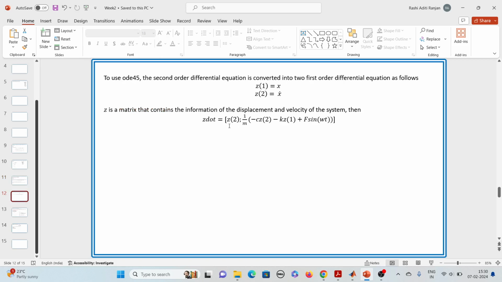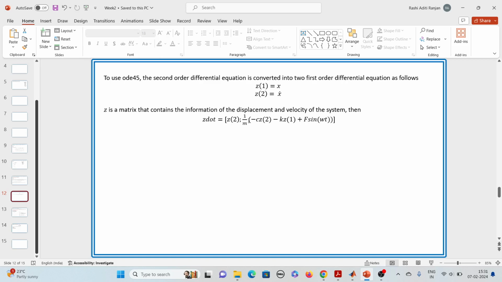So this is how it becomes. Z dot is equal to, first is going to be z2, the velocity, and second is going to be the acceleration. So ODE45 is going to integrate the velocity to give me position, and it's going to integrate the acceleration to give me the velocity, right?